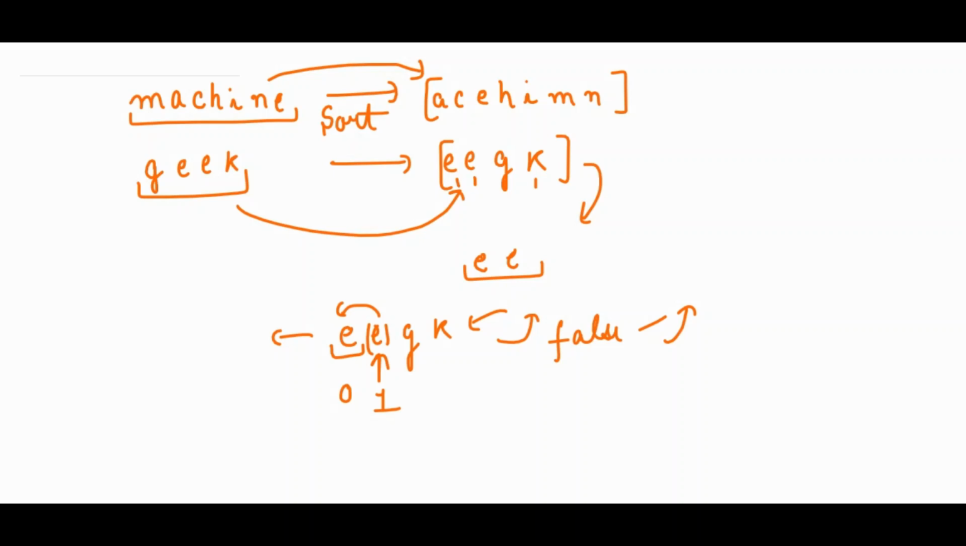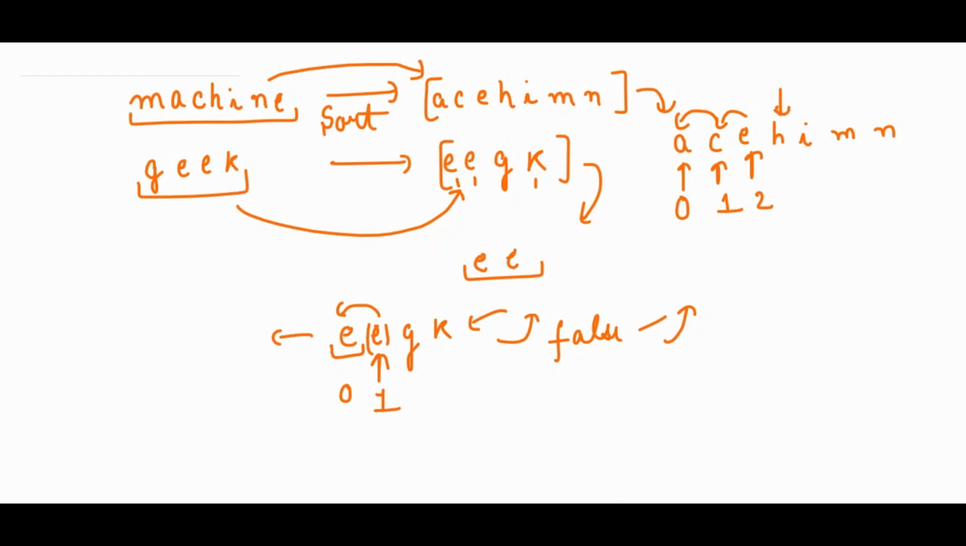Now let's come to the machine example. We have this string after sorting. So this is A, C, E, H, I, M, N. So we will start from the first index and we will check if C is equal to A or not. So they are not equal, right? We will go forward. Now we will check if the element at the second position is equal to the element at the first position or not. They are not equal. We will move forward.